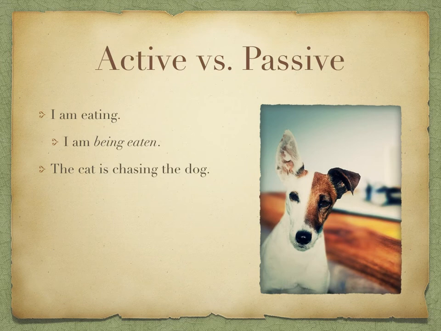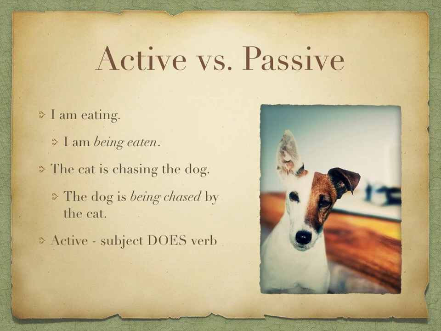Another example, "the cat is chasing the dog." This is an active sentence. "The dog is being chased by the cat" is a passive sentence. So the difference between active and passive is that in an active sentence, the subject does the verb. So in the first one, I am doing the eating, and in the second one, the cat is doing the chasing. However, in a passive sentence, the verb is being done to the subject.